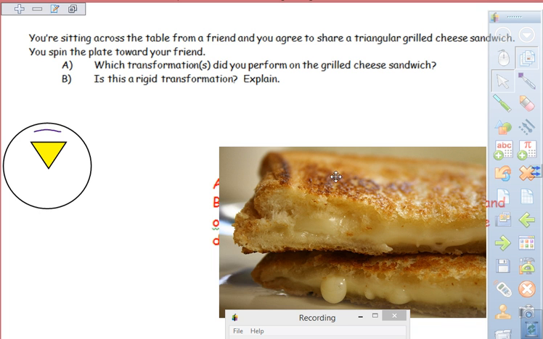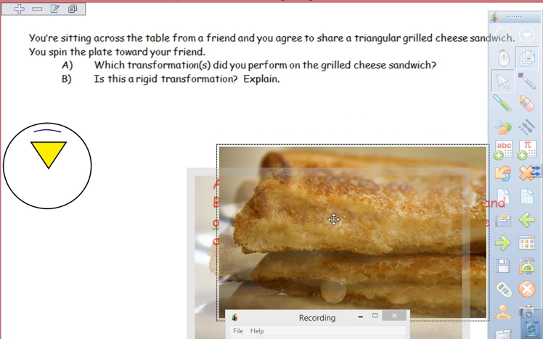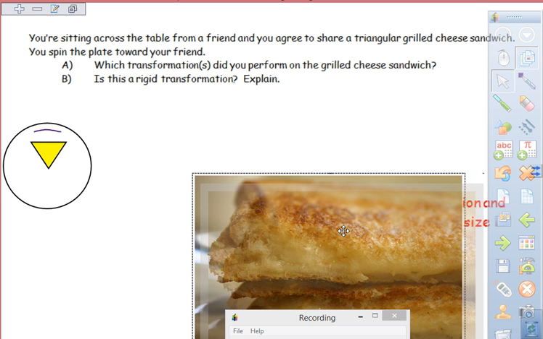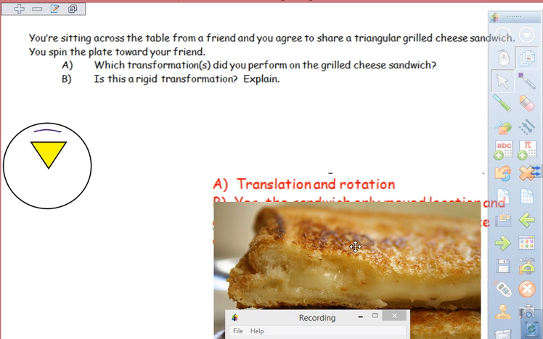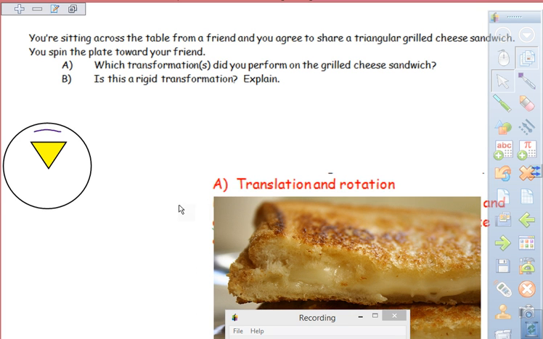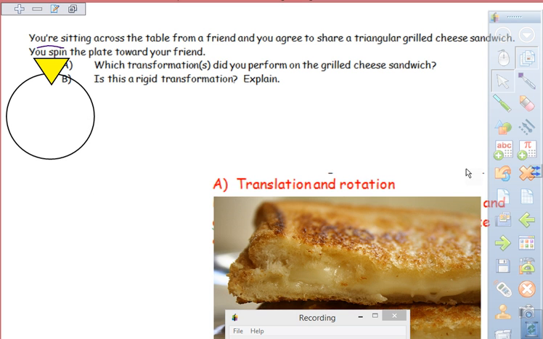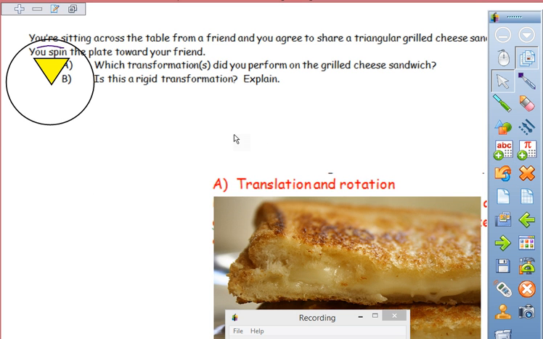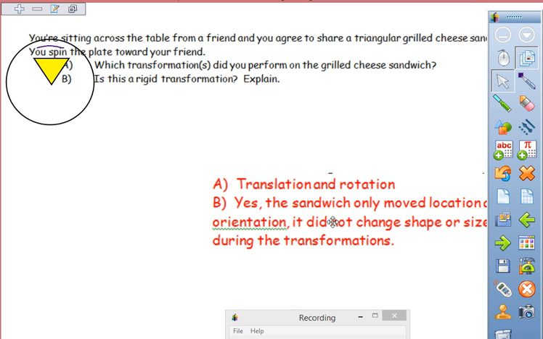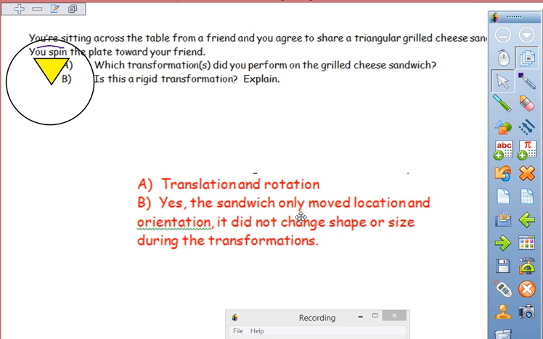Part A. Which transformations did you perform on the grilled cheese sandwich? You are picking from reflection, translation, and rotation. Well, a translation and rotation. I definitely rotated it, but maybe the table is bigger than just our plate, so I probably had to slide the plate to my friend also to get it closer to her so she could eat it. Our plate probably is not the same size as the table. And then part B, is this a rigid transformation? Yes. The sandwich only moved location and orientation. It did not change shape or size during the transformation.